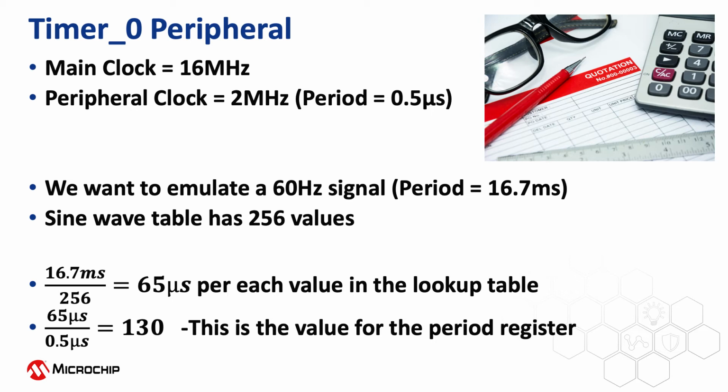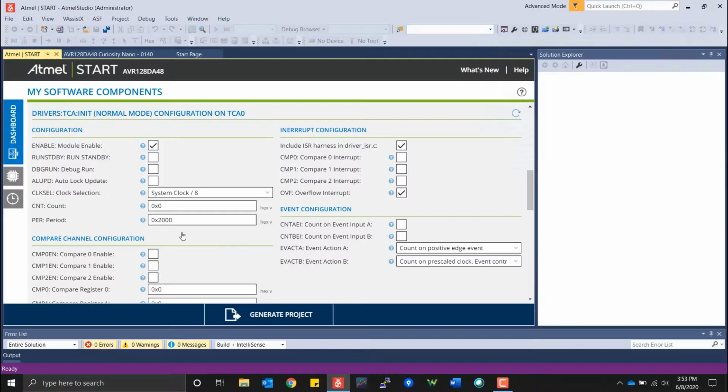If we divide 16.7 milliseconds by 256, the number of values in the table, that gives us 65 microseconds for each value in the lookup table. Then if we divide 65 microseconds by the peripheral timer period, which is 0.5 microseconds, that gives us 130. This is the value that we need for the period register in Timer 0. Note that Atmel Start auto-detects what type of value we are entering, whether it be decimal, hex, octal, or binary.